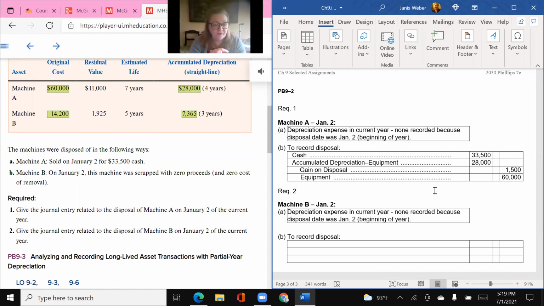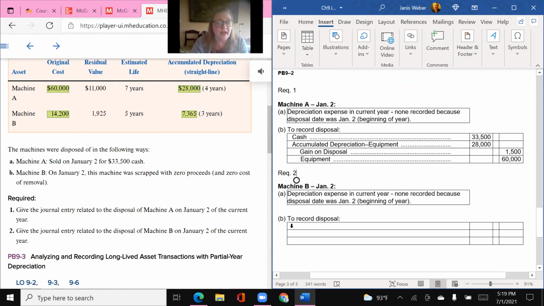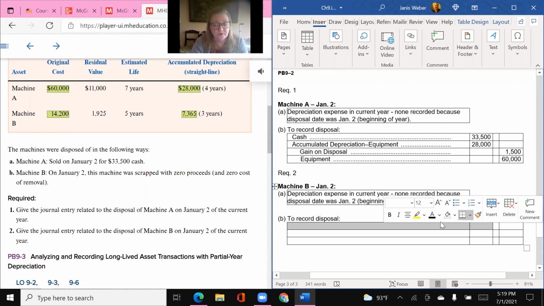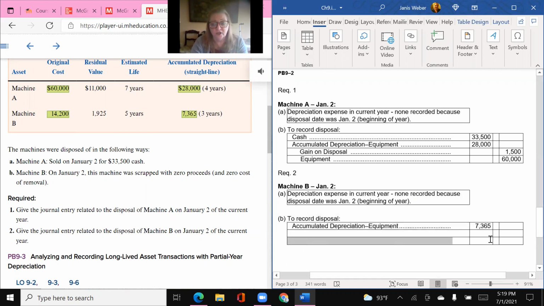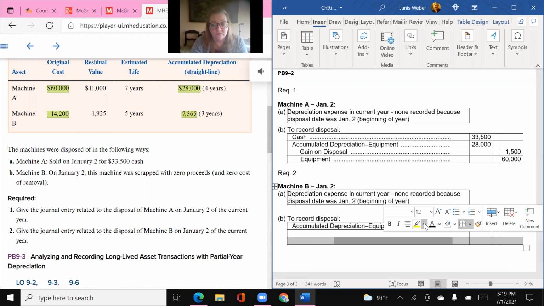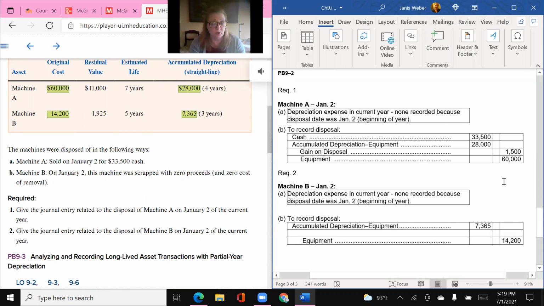All right. Now the B machine we scrapped, meaning there's not going to be a gain. There might be a loss if it wasn't already fully depreciated, I should say. So what we're going to do is the same thing. There's no cash, but there would be accumulated depreciation that we have to clear. So we'll do that. We'll skip the line for the gain or loss. We're going to clear the equipment account because again, they're leaving. So we need their balances to go to zero.